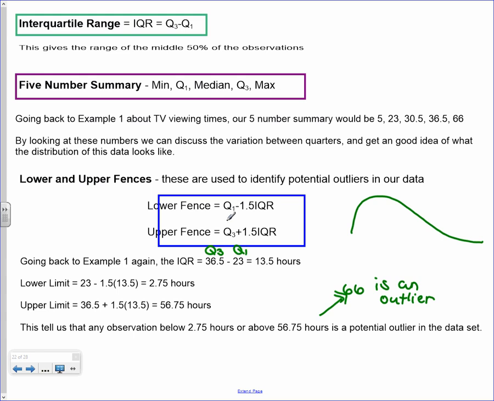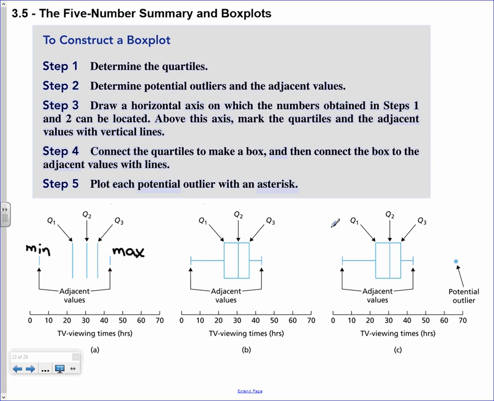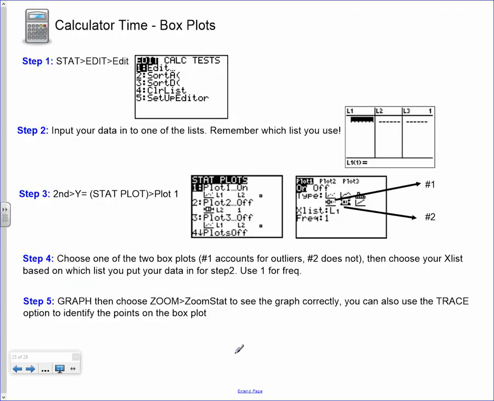So once you find your Q1 and your Q3, you can find the interquartile range, which is just Q3 minus Q1. You can plug that in. And then you can figure out if your observation falls above or below that upper or lower fence, and that will tell you if you have an outlier. Another easy way to find out if you have an outlier is to construct a box plot. You can do this on your calculator fairly easily. I think I have a slide for that right here.